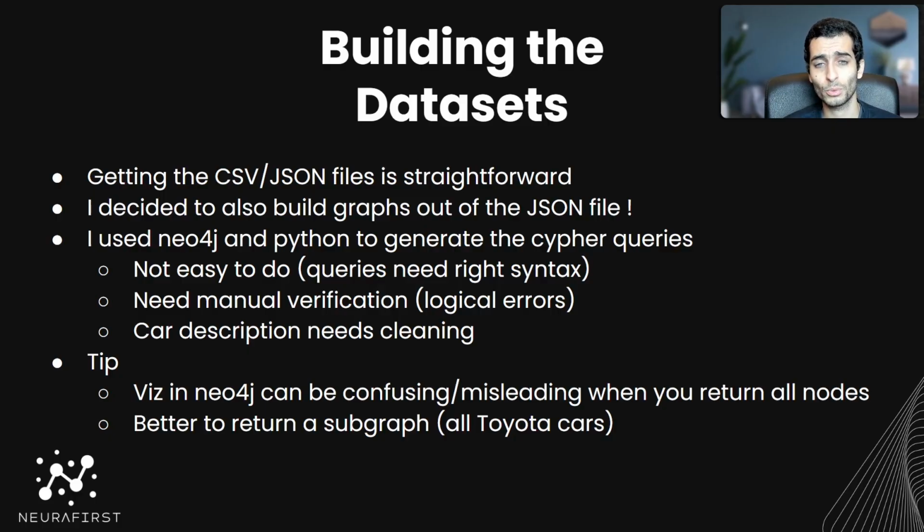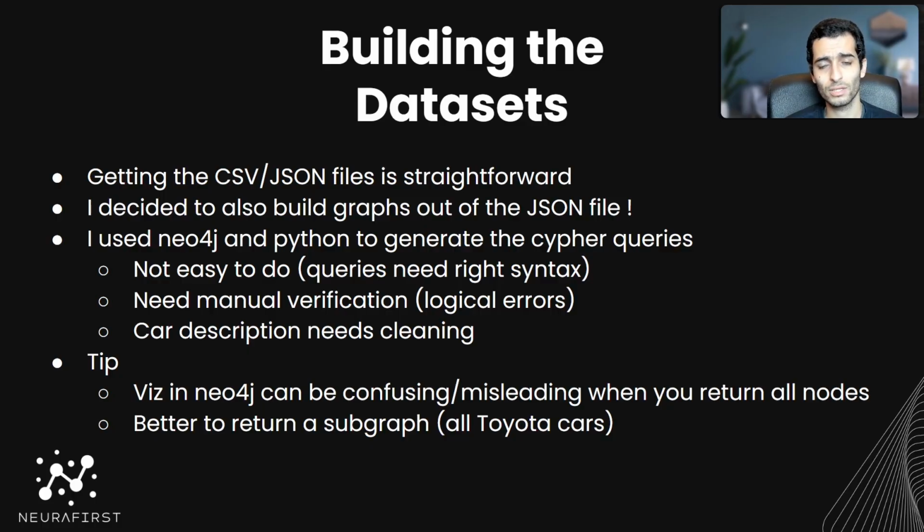Now the next part is about building the datasets, and if getting the CSV output or the JSON file is pretty straightforward, as I have shown you, I also decided to build graphs out of the JSON file. The reason is that, as I told you in the first part of this series, I'm treating this project as a research and development project, and we need to compare multiple alternatives, multiple approaches, right? The first approach will be based on embeddings, chunks, and so on. And the second will be based on graphs and graph RAGs.